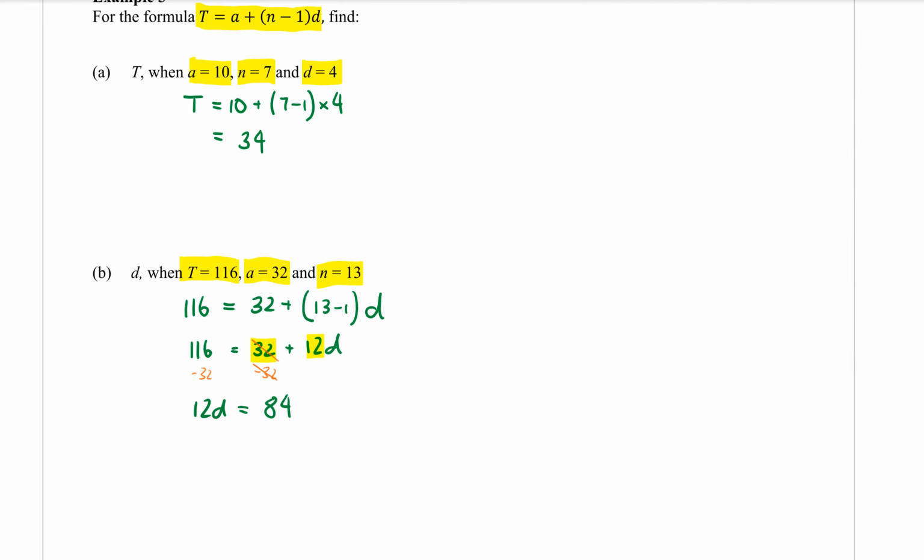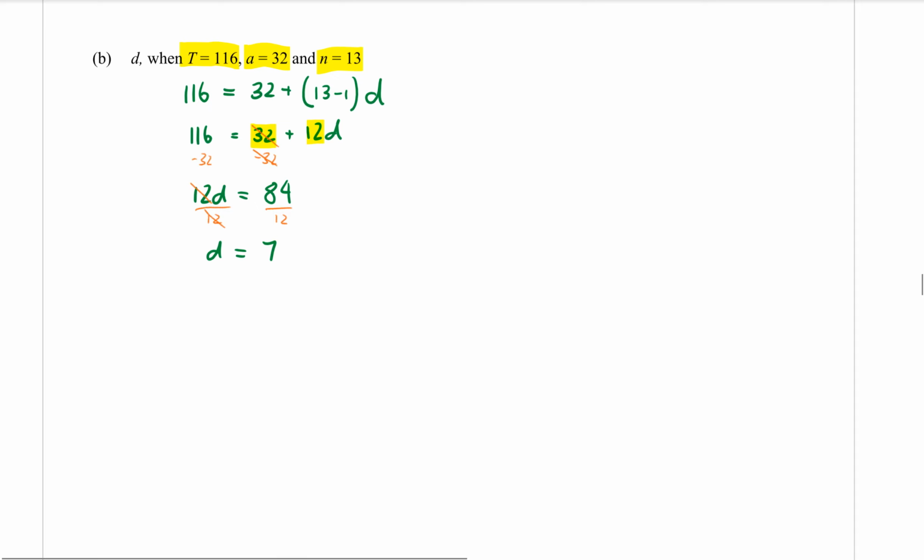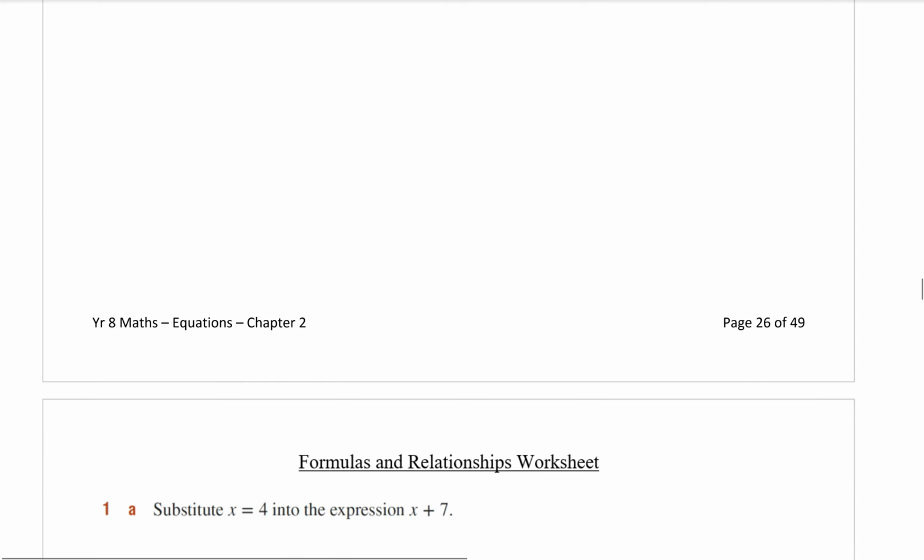Divide by 12 and equals 7. Oh, good job with the times tables. So D is by itself and 7. I think that was our last one, I think? Yeah. Wonderful. So there's your practice.